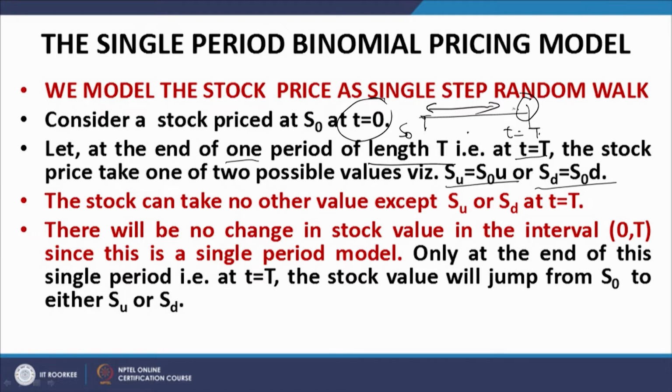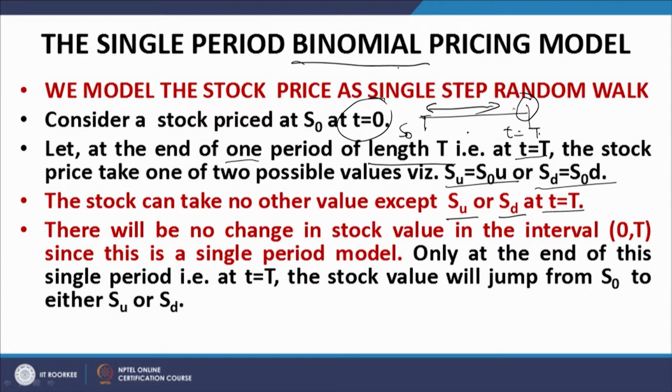If the stock price jumps upwards, it goes up to SU, that is equal to S0U, and if the stock price goes down, it goes to SD, which is equal to S0D. So, the stock price can take no other value except SU or SD at t equal to capital T. This is the reason why we call it binomial.